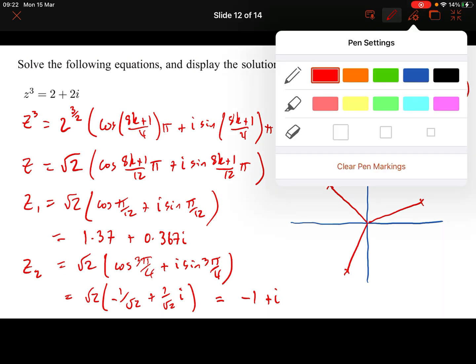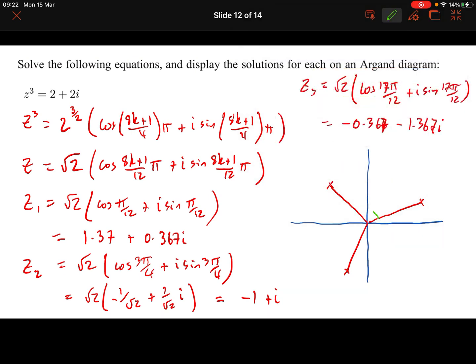And what you can learn from that is that each of these angles would be the same. So if you did it accurately, it would be equally spaced around the Argand diagram, and that's how you know you've done it correctly. The complex roots of any polynomial will be equally spaced around the Argand diagram. Okay, hope that makes sense.